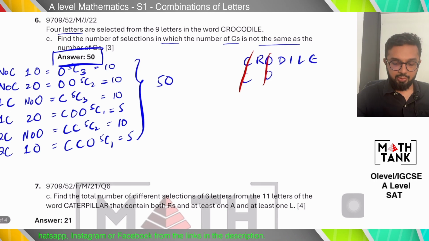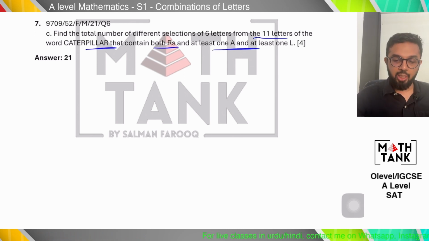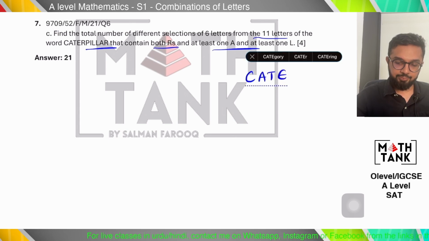Okay, moving on now to the next question. It says find the number of different selections of the 11 letters of the word caterpillar that contain both R's and at least one A and at least one L. So, caterpillar.